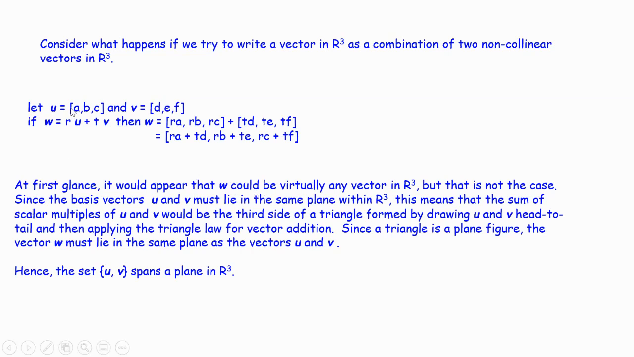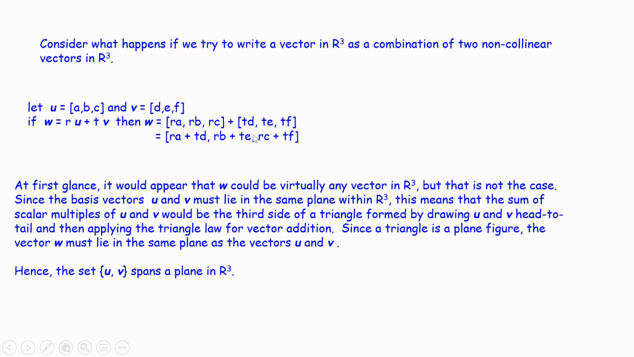So if I made one vector ABC, just 3 numbers, and the other vector DEF, and we wrote a third vector by adding scalar multiples of those two vectors, right? So if you see where I'm pointing to here, then the W would, of course, be R times all of the letters in the first one, plus T times all the letters in the second one, and then you combine them together into one vector.